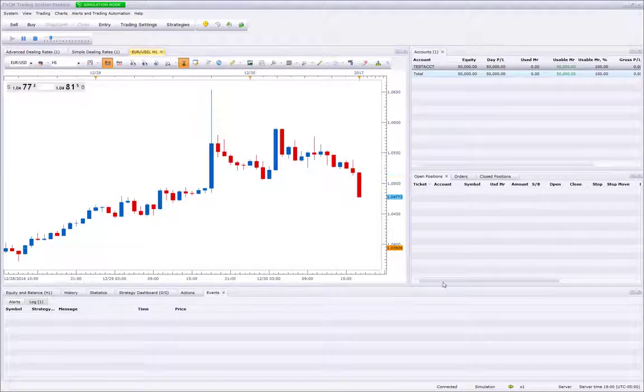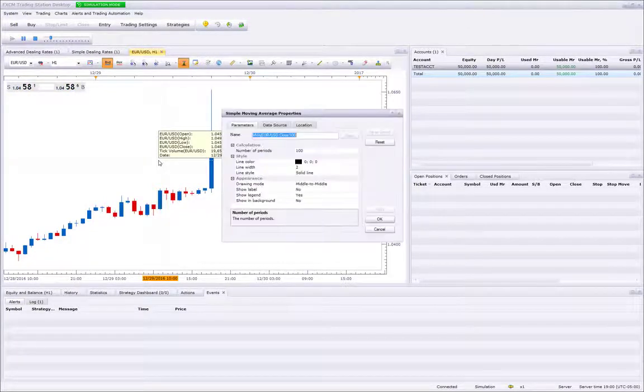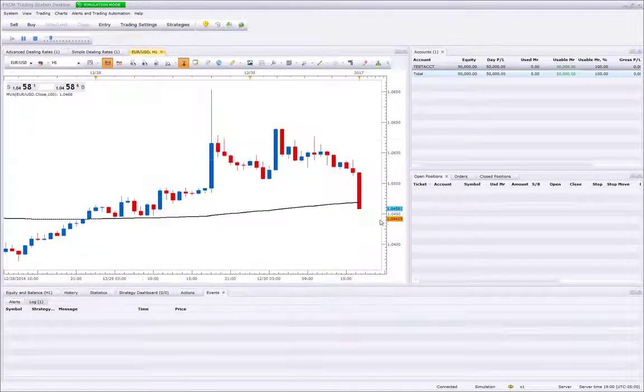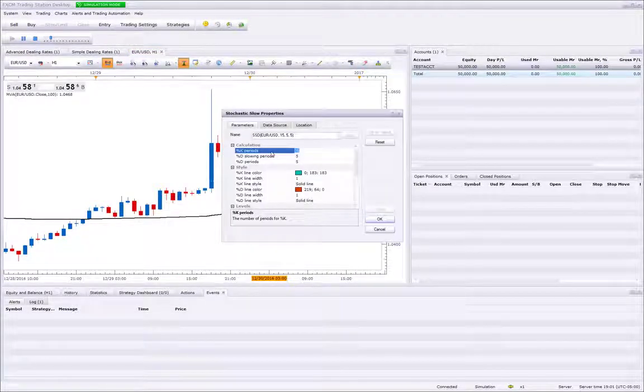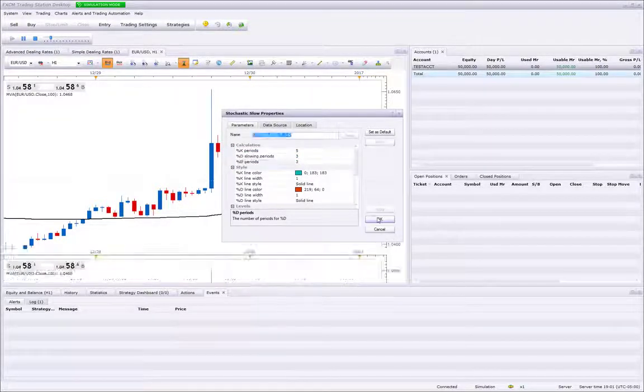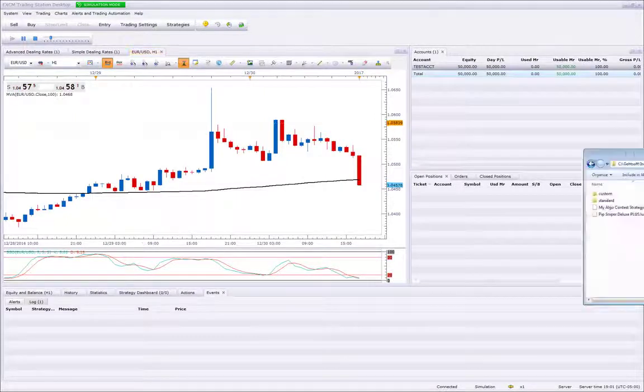Simulation is a very simple way to test your strategy's logic to make sure that all the functionality works how you expect it to. Let's go ahead and add our indicators onto the chart so we have a good visual reference. So a moving average set to 100 periods, a slow stochastic set to 5, 3, and 3. And then let's add the strategy we just created onto the chart.